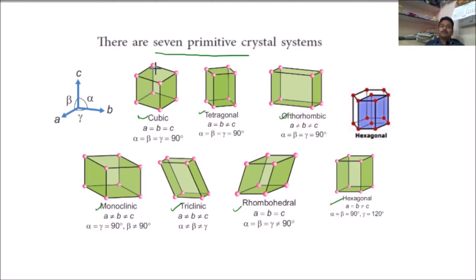All these you are observing means all the corners in this cubic, all the corners only are occupied, you observe. In this tetragonal, all the corners only are occupied. Orthorhombic also corners only occupied. Monoclinic also corners only occupied. All these 7 crystal systems, how many? 7 crystal systems are there in a primitive unit cell type.